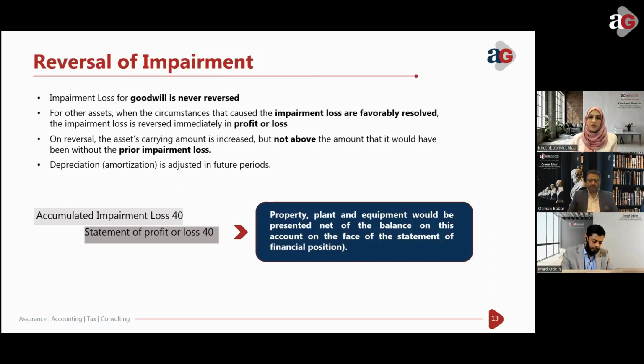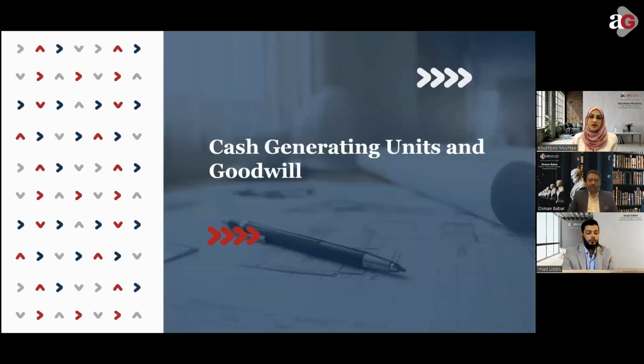I would request my colleague Imad to shed light on the most important topics, which are cash generating units and goodwill, and then later on recoverable amount. Imad, over to you, please.